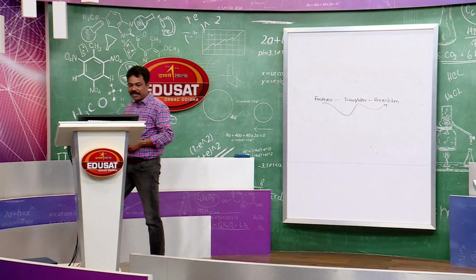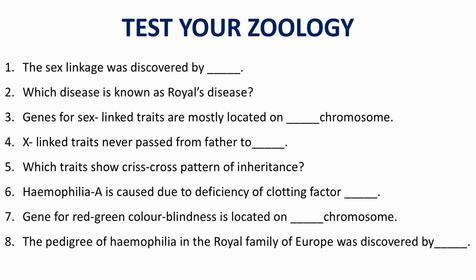Then the next question we shall discuss: hemophilia A is due to deficiency of clotting factor 8, the 8th clotting factor, or VIII. Hemophilia B is due to deficiency of IX, hemophilia C is due to deficiency of XI. Gene for red green color blindness is located on which chromosome? That is X chromosome. Okay.